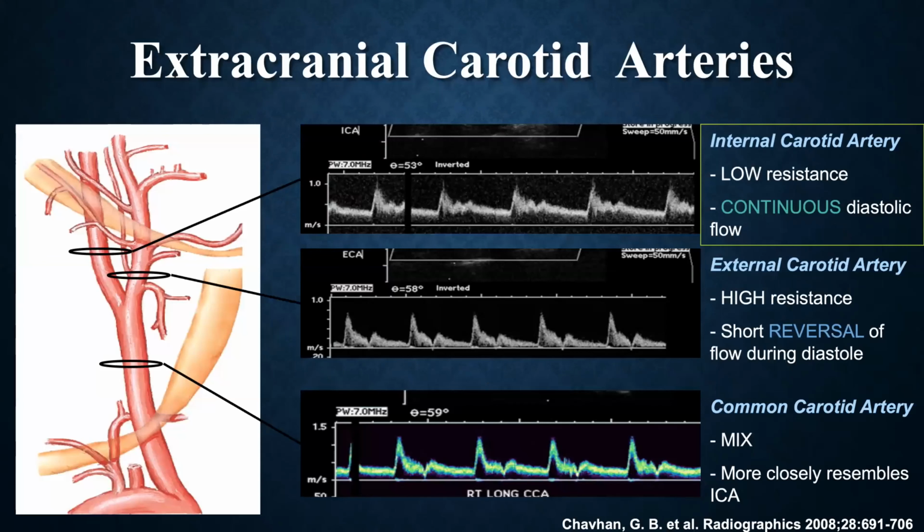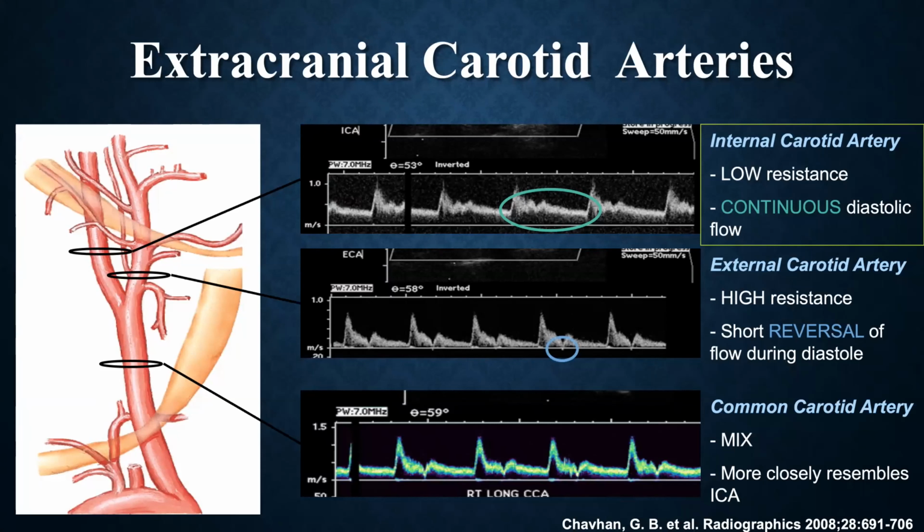So just a brief review here. To recognize normal waveforms, we have to remember that in the ICA, because that vessel is feeding the brain, we expect to see continuous forward flow in systole and diastole. There should be a high systolic and diastolic flow because the brain demands continuous flow throughout the cardiac cycle.